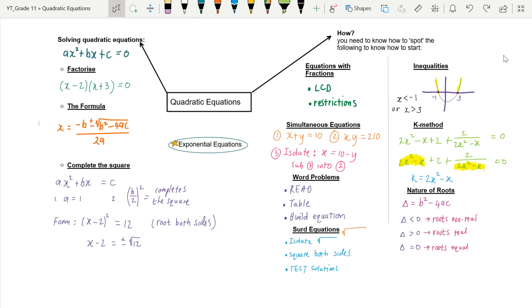We are looking at quadratic equations. So important for grade 12 as well. This is the algebra section that you're going to have to revise in grade 12. Okay.